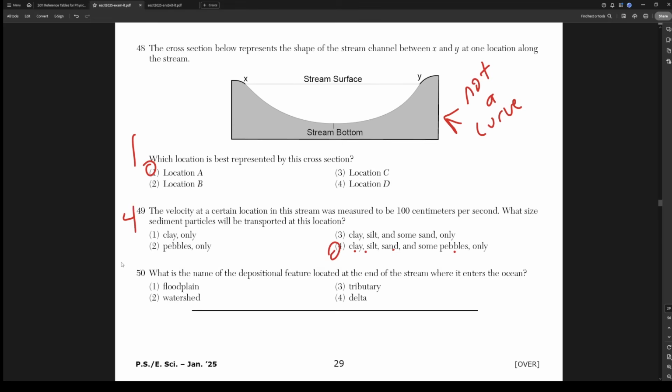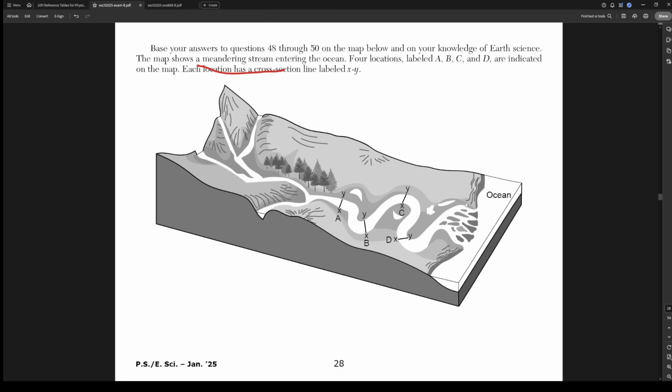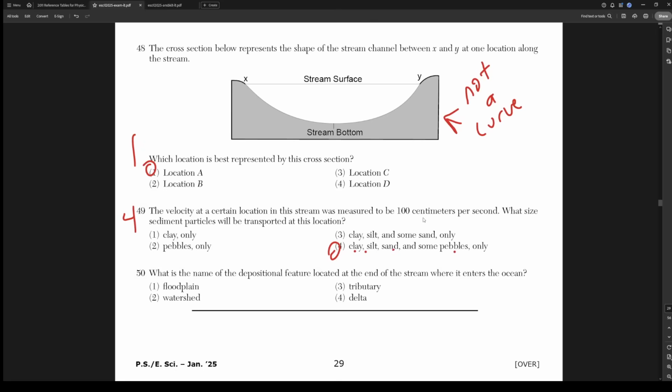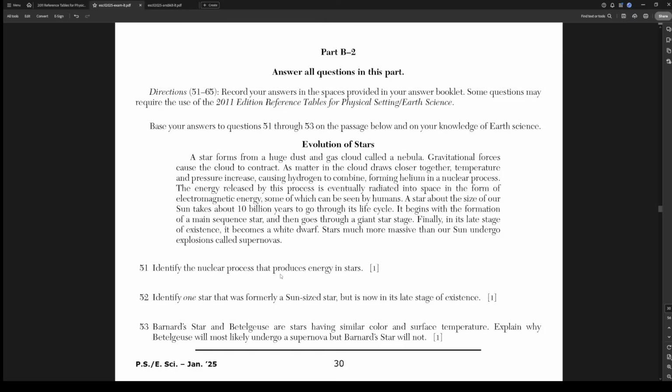What is the name of the feature located at the end of the stream where it enters the ocean? This right here is a delta, and that just needs to be memorized. A tributary is a small river connected to the main river. A floodplain is the sides of the river that floods, and a watershed is a giant area where all the water flows into the same location.